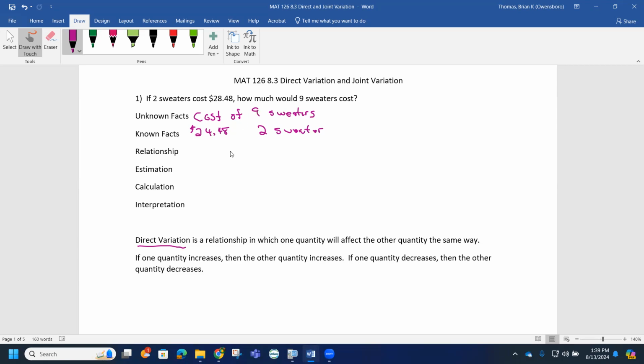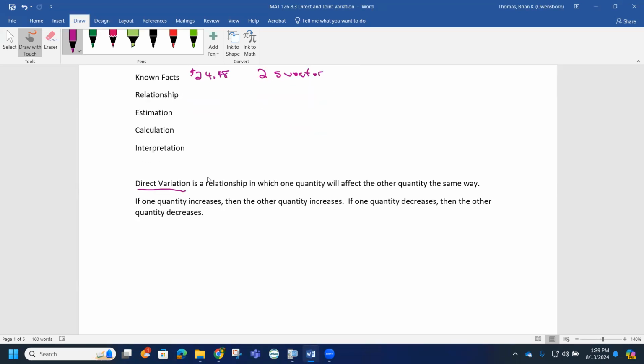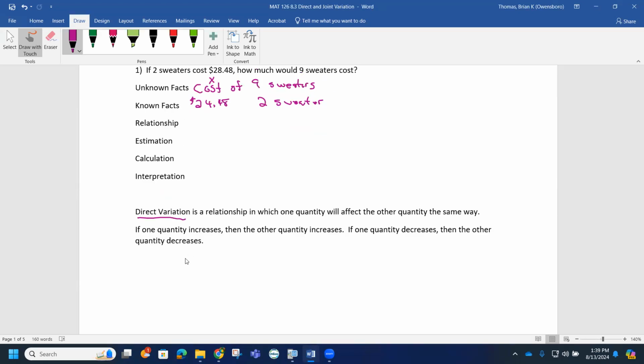So when you're doing proportions like this, you want to keep the units in the same direction. So notice how this cost was unknown. Since I did cost first, sweaters second, when I write this next pair, cost has to go first and sweaters go next. So now I can set up the relationship in terms of a proportion. So x over $24.48 is going to equal 9 sweaters over 2 sweaters.